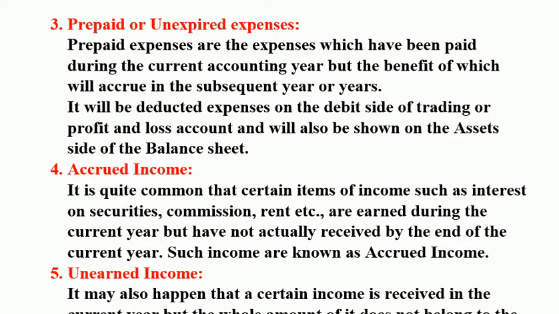So the current year's items will be recorded, but the extra 3 months rent which we have paid is not related to this concerned year, so it will not be recorded. That particular rent which we have paid for next year will be deducted from your trading or profit and loss account, and it will also be shown in the asset side of the balance sheet. Why? Because you have paid the expenses in advance.